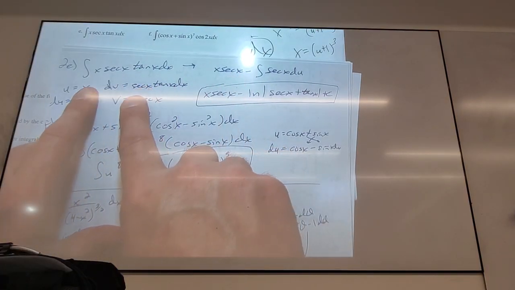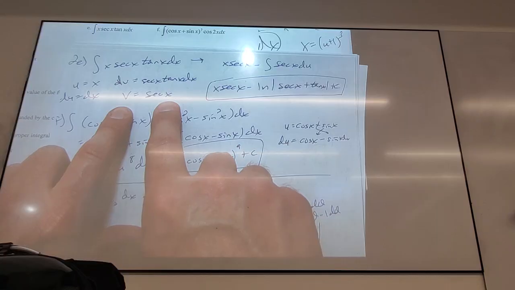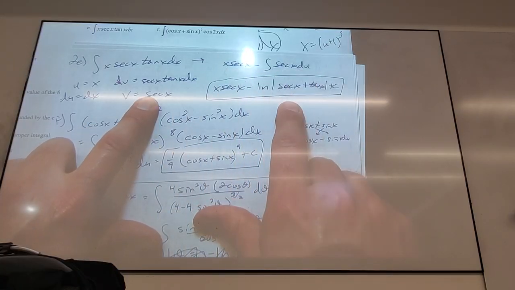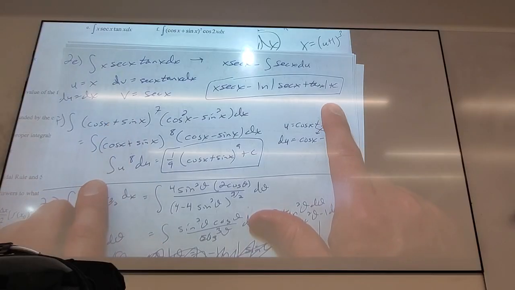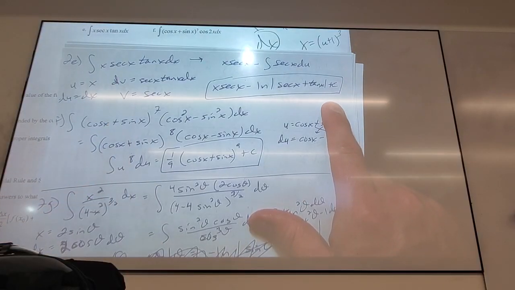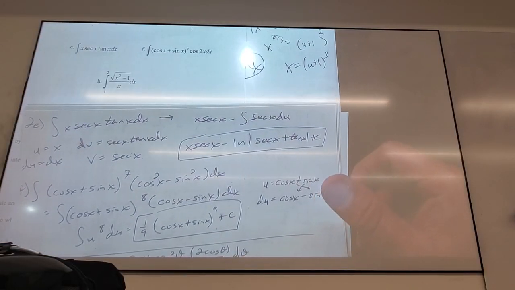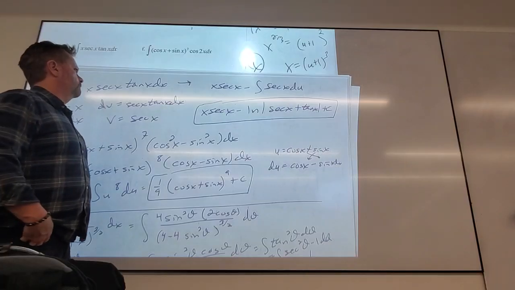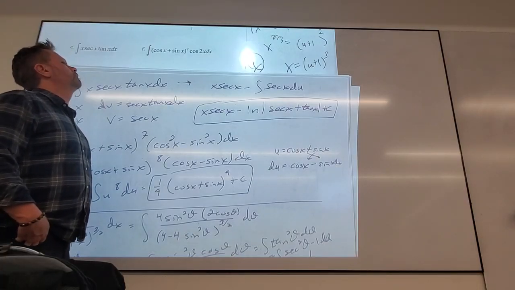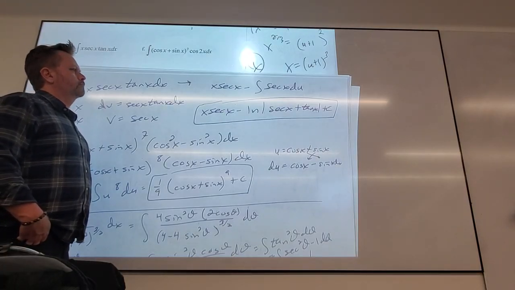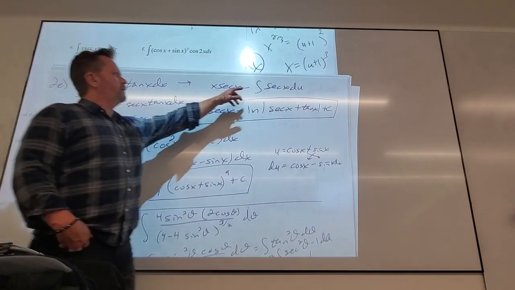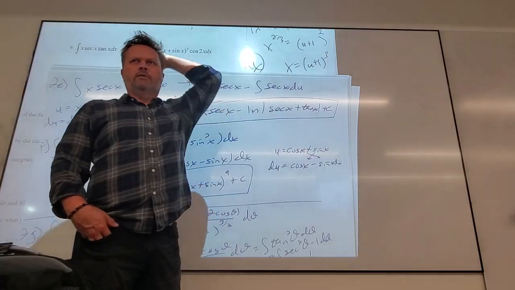So let's see if I did all this right. u is x, dv is that, so v is this. uv minus the integral of v du. That's what I got for that. Sure. And that's what I got once I did the by parts. But when I got to the answer, I got x secant x minus the natural log cosine plus c. Oh, no. Secant is 1 over cosine.